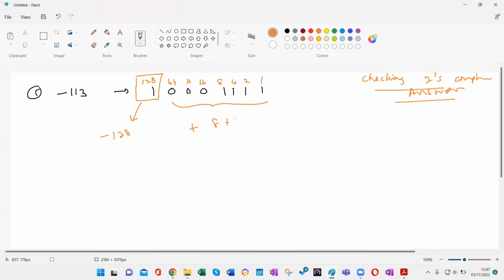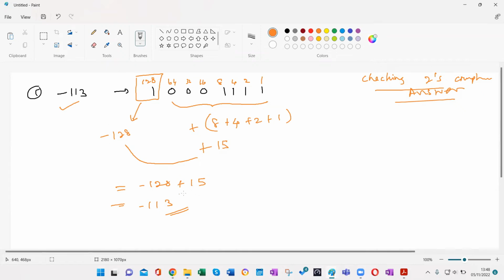So 8 plus 4, plus 2, plus 1, that is 12, 14, 15. Now you add the negative value and the positive value together, so that is minus 128 plus 15. The answer is, this will be deducted: 8 minus 5 is 3, 2 minus 1 is 1, and 1 minus 1 is 0, so 113. So our answer is correct.